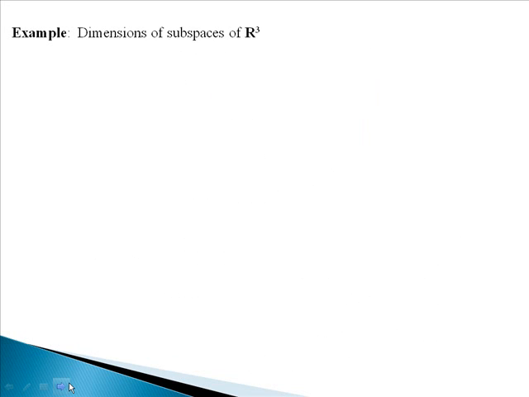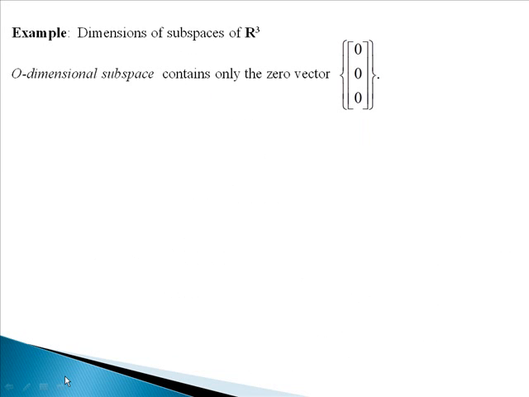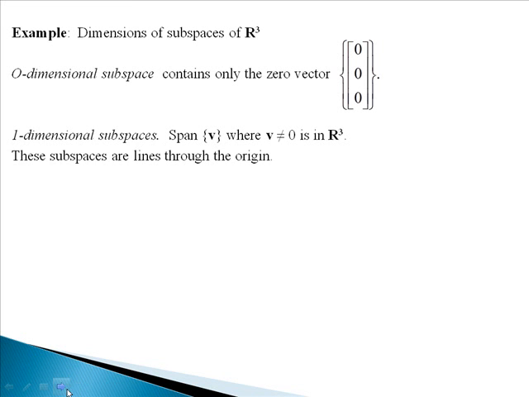In this example, we're going to look at dimensions of subspaces of R3. So first, the zero-dimensional subspace contains only the 0 vector. So this is the 0 vector for R3. And this would be a zero-dimensional subspace. A one-dimensional subspace is the span of V, where V is not 0, so we have 1 vector in the span, that is in R3. And these subspaces are then lines through the origin.